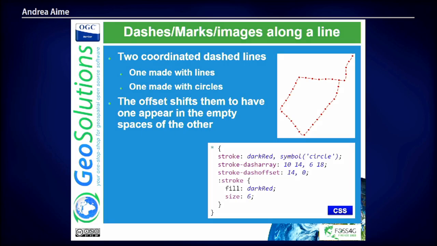Interestingly enough, we can do dashing and symbol repetition to compose a complex symbology, such as weather fronts or fault lines and the like, which typically require repeating symbology along a line. And yeah, that can be done. We can even synchronize multiple dash arrays so that they basically intersect with each other, generating a more complex symbology.